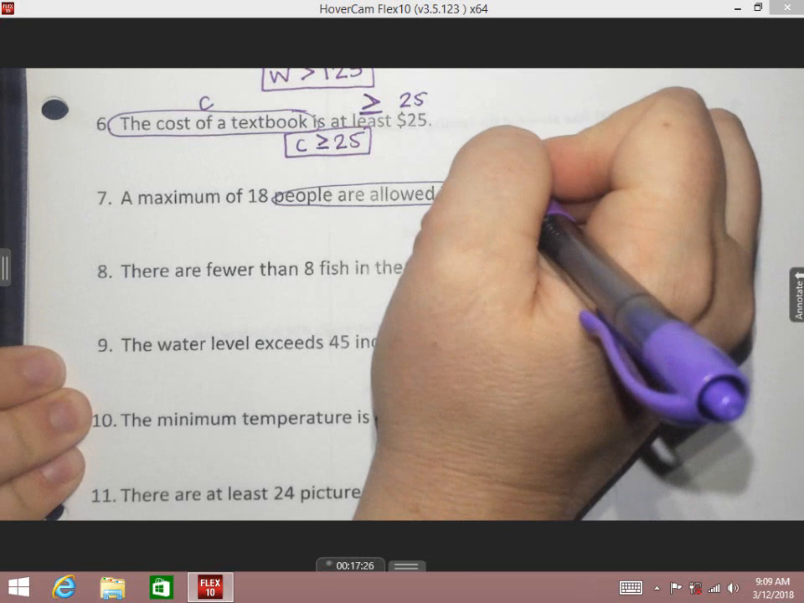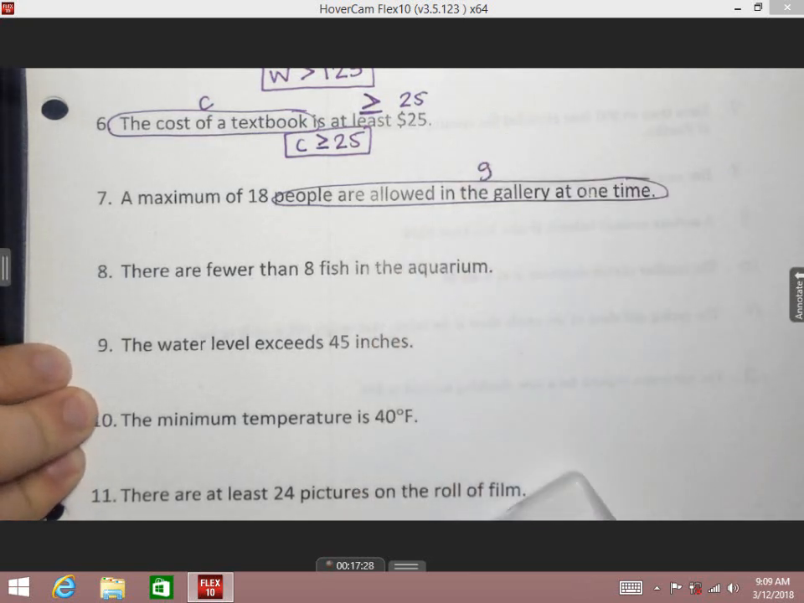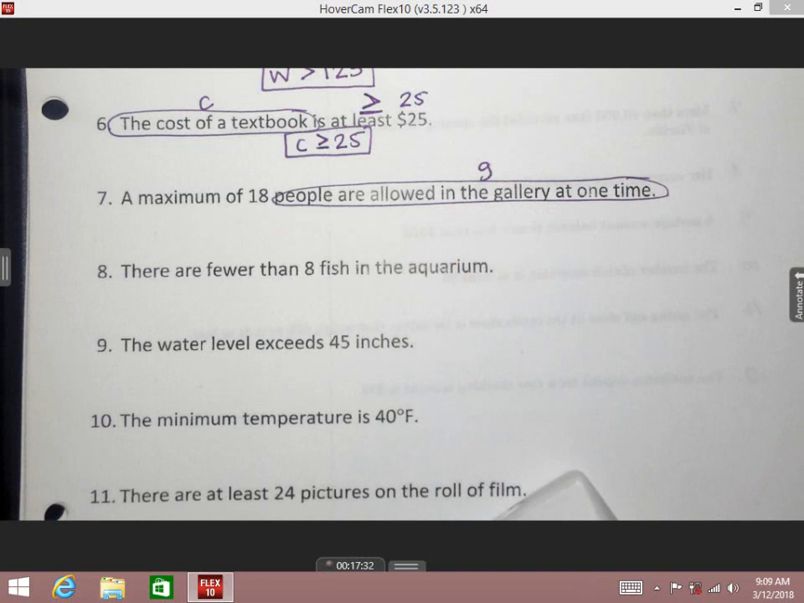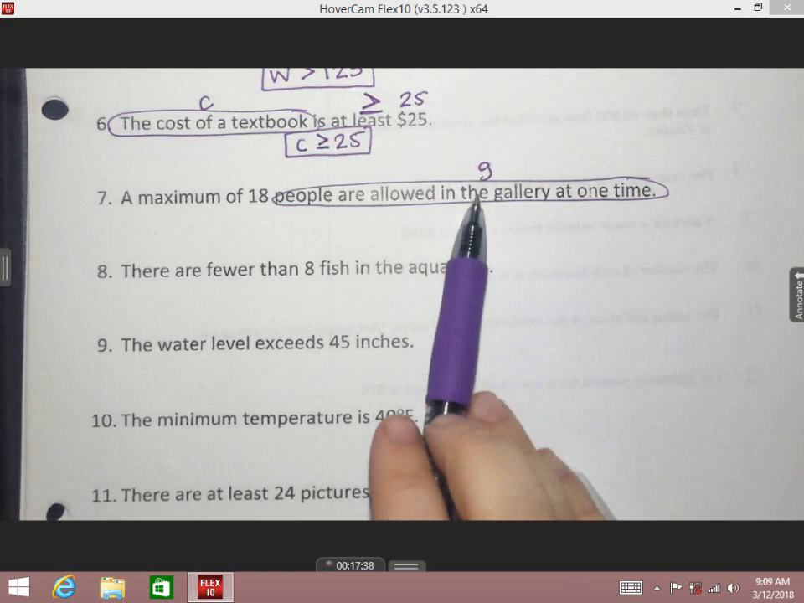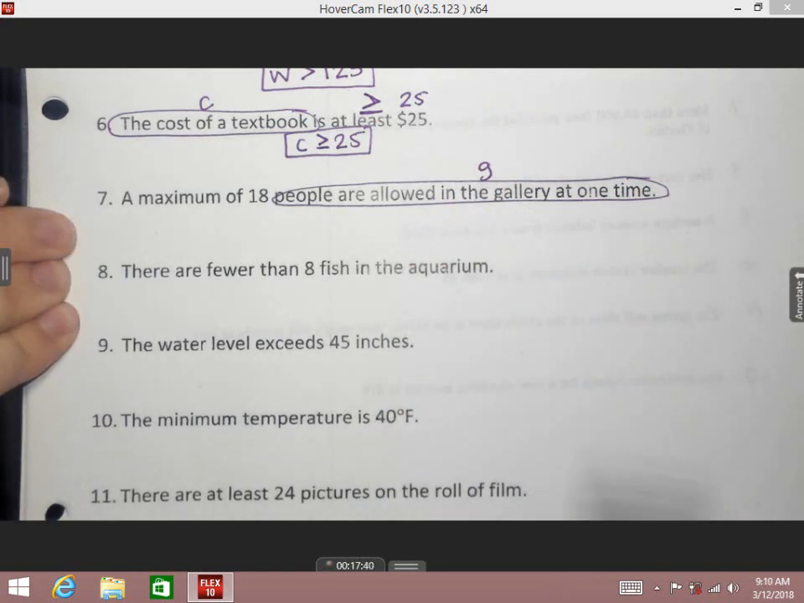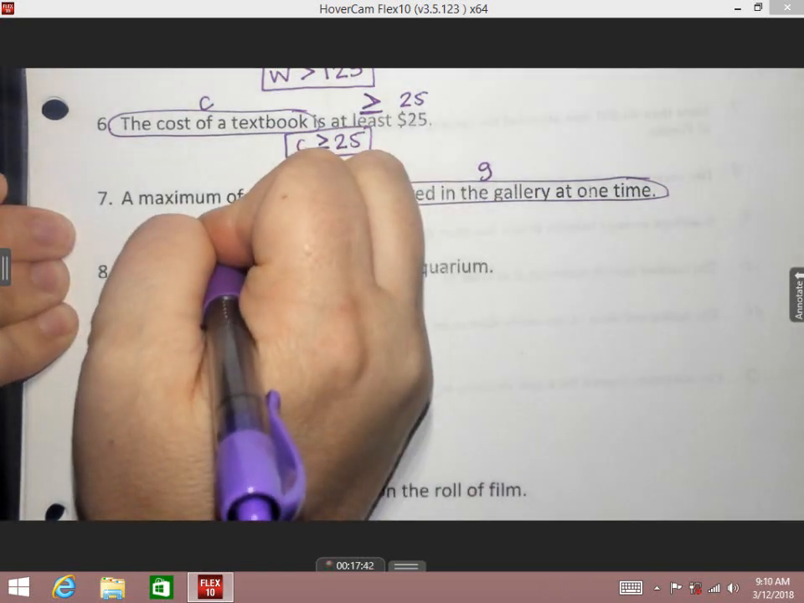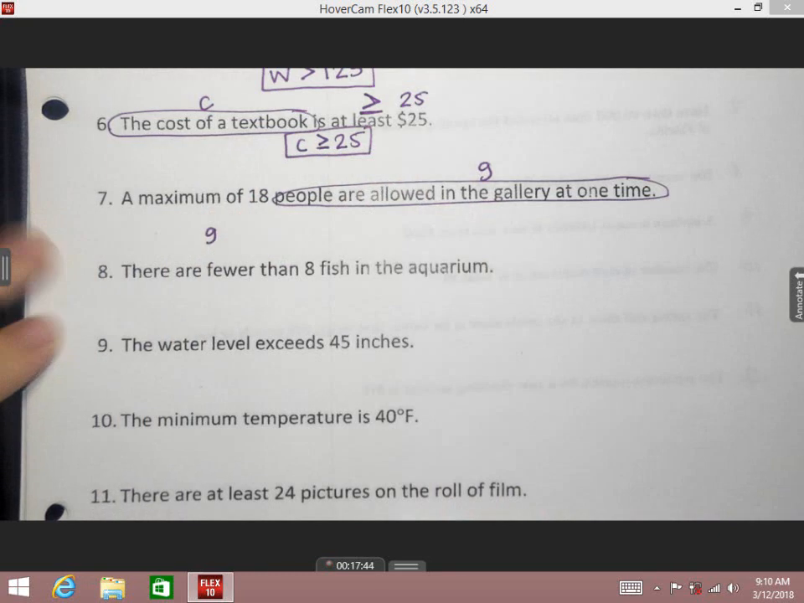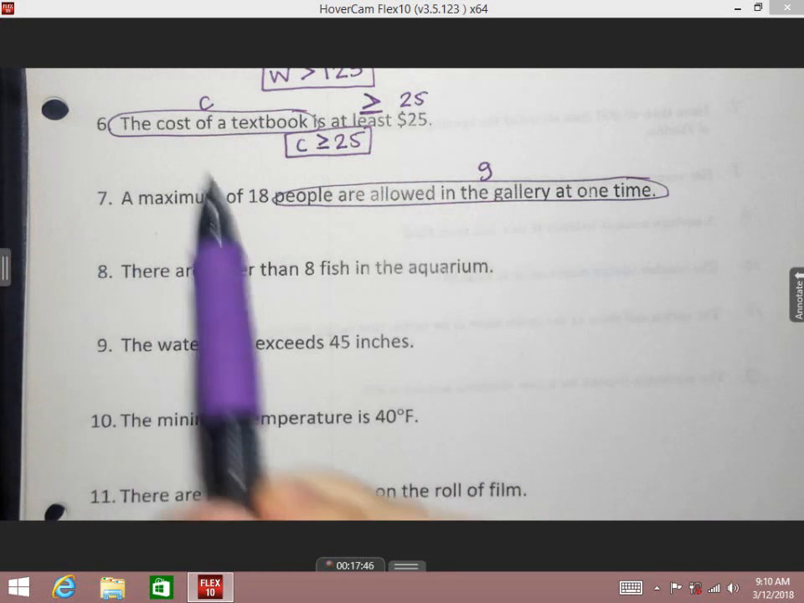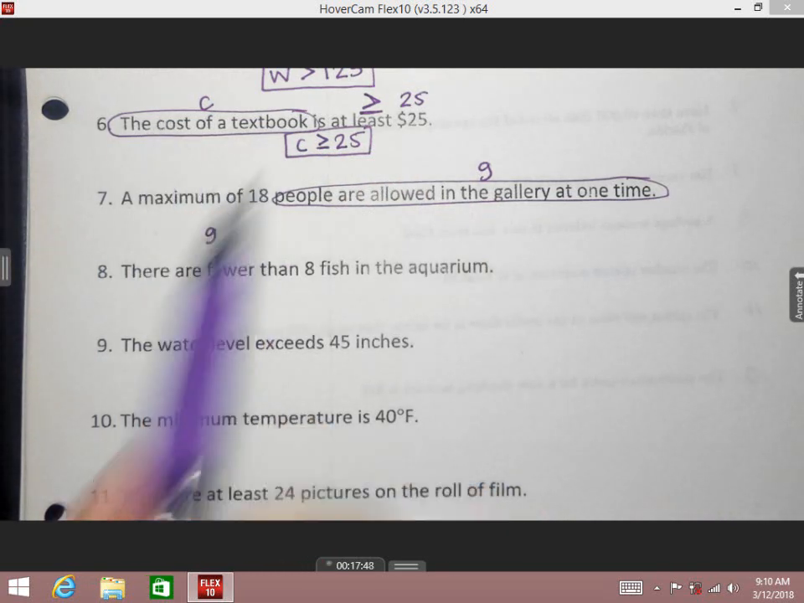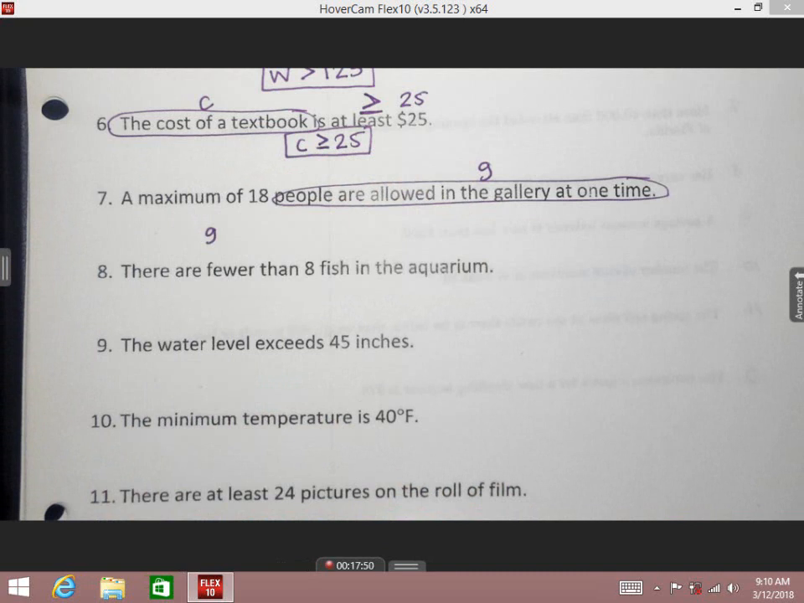G, because we're talking about the people in the gallery. Again, we could have used P because it's people, A because it's how many are allowed. G for gallery. I like the G for gallery the best. All right. So these are the people in the gallery. Guys, my variable's going to start us off, so if you want to go ahead and write that down here, we can. All right. It says the maximum people are 18. So the most people that can be in the gallery is 18.